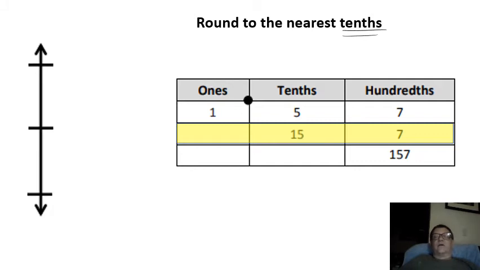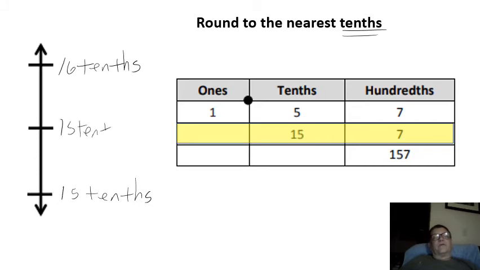So once again, we're going to start at the bottom, which is 15 tenths. Now our next one above is going to be one more tenth, so that's going to be 16 tenths. And right in the center is going to be 15 tenths and 5, because it's always a 5, in the next place value, hundredths.